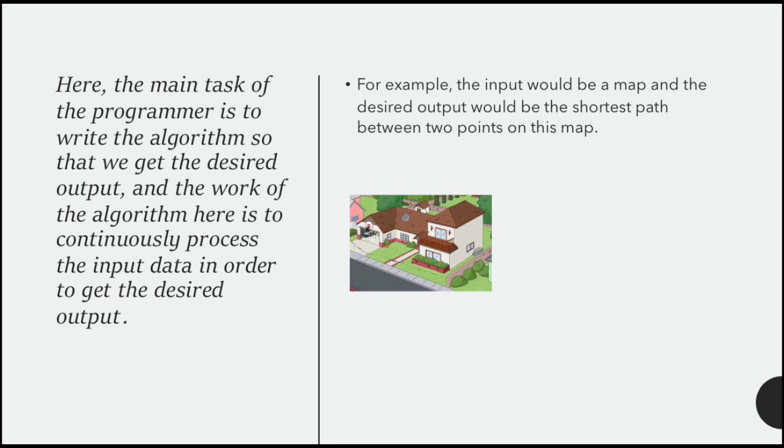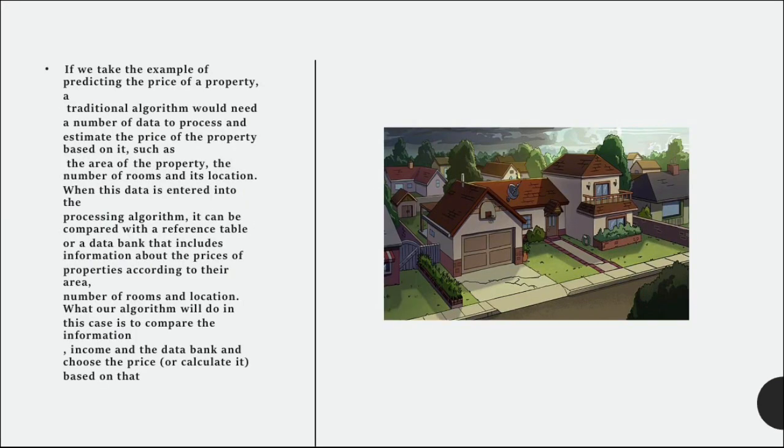As an example, the input will be a map and the desired output is the shortest path between 2 points on this map. If we take the example of predicting a property price, a traditional algorithm will need a number of data to process and estimate the property price based on it, such as the property area, number of rooms, and location.